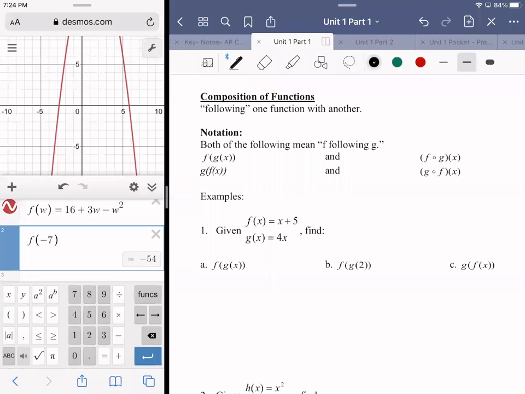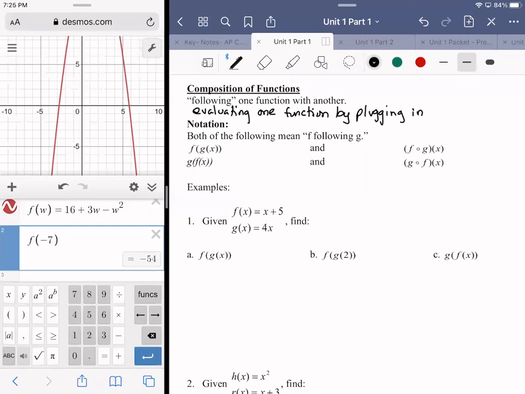To the cloud. So the composition of functions, this came out of a textbook a long time ago, following one function with another. It's kind of a weird way to think of it, but if you want a good working definition, it's evaluating one function by plugging in another. Or substituting, if you want to be all fancy about it, by plugging in another function.